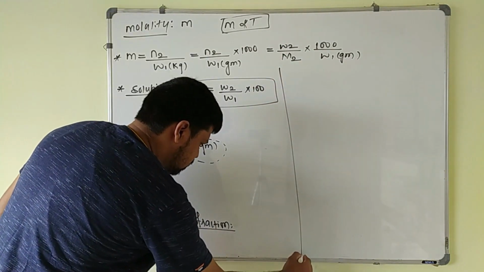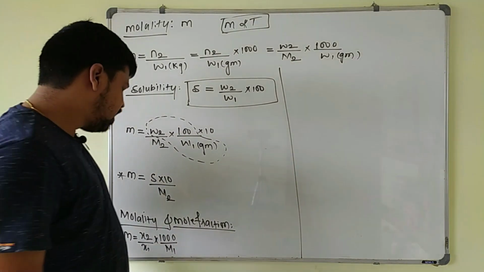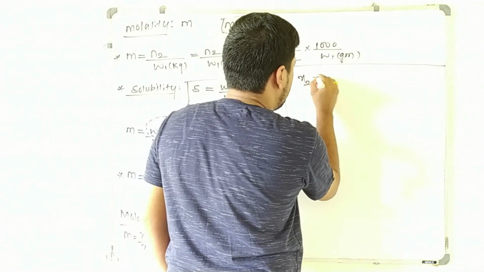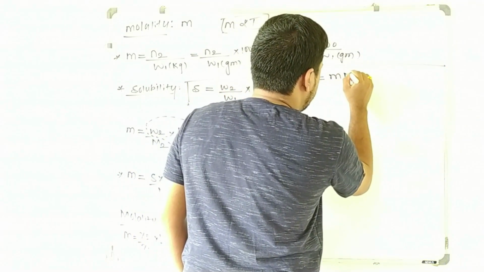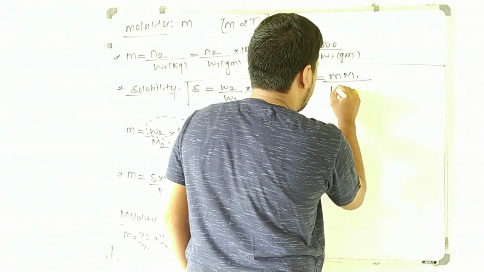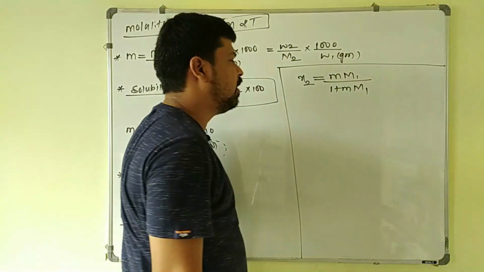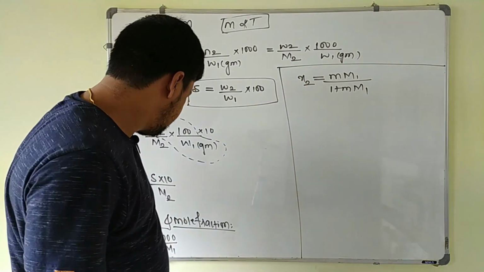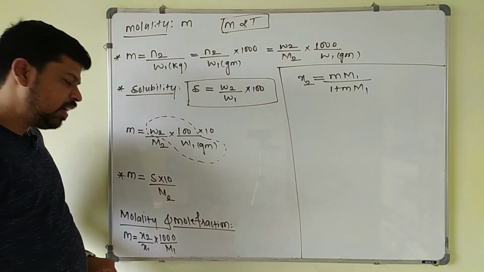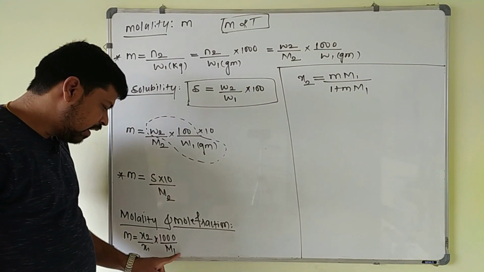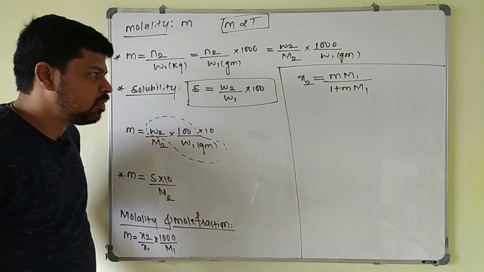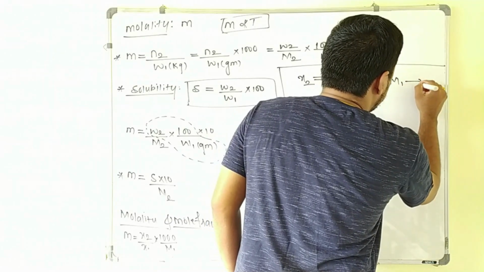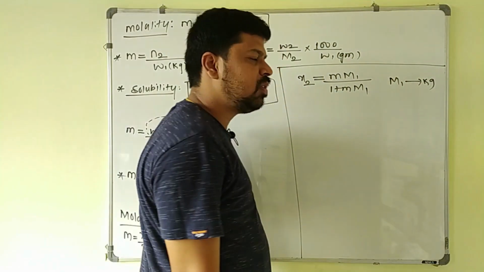Okay, so if you rearrange this formula, again you can write it as x2 is equal to m into capital M1 divided by 1 plus m into capital M1 here. x2 is the mole fraction of solute, x1 is the mole fraction of the solvent, small m is molality, capital M1 is the molar mass of the solvent here. So here M1 is in terms of kg.